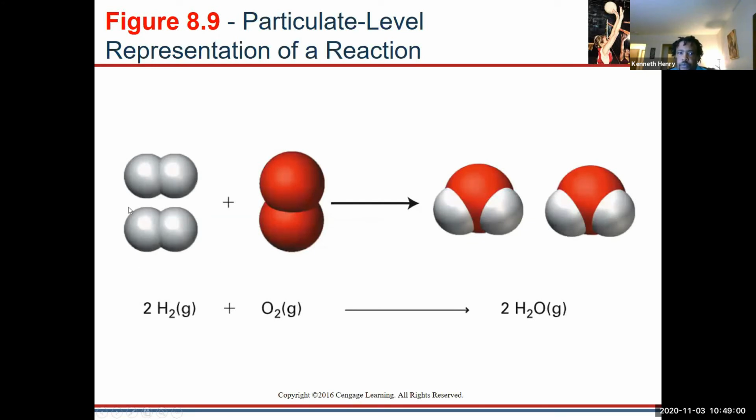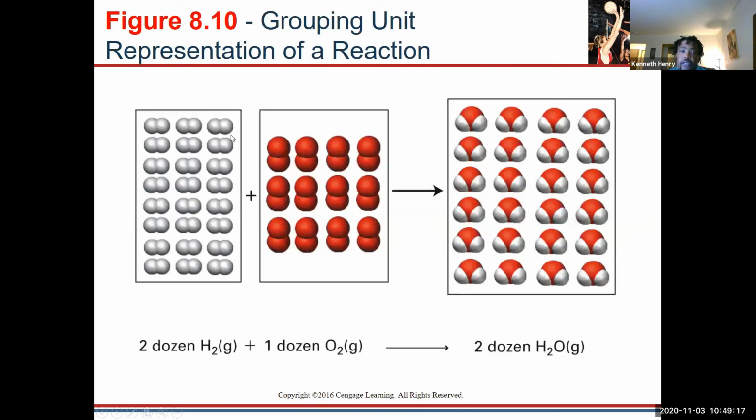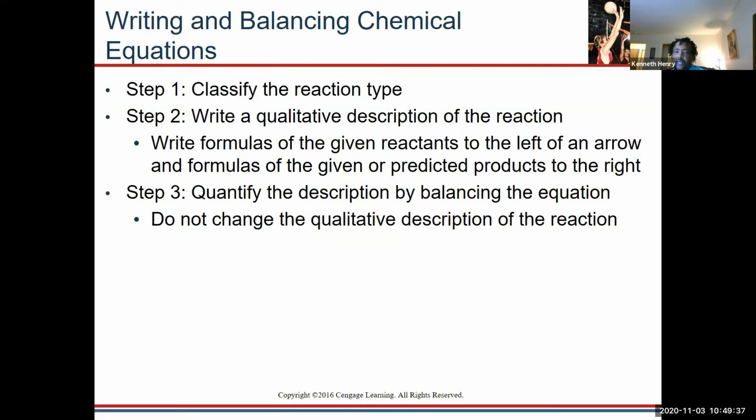So at the particulate level, when we talk about single molecules, 2 molecules of hydrogen gas plus 1 molecule of oxygen gas yields 2 molecules of water gas. When we're talking about the molar level, or in this case the dozen level, 2 dozen of hydrogen gas plus 1 dozen of oxygen gas yields 2 dozen of water. Questions, concerns, cash, credit.